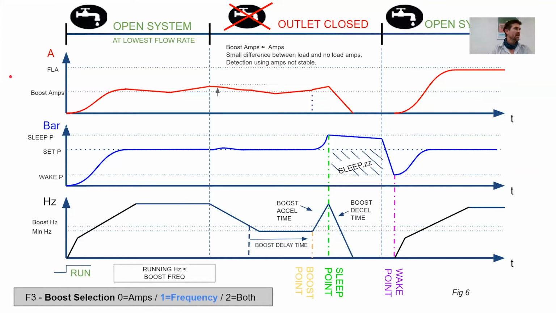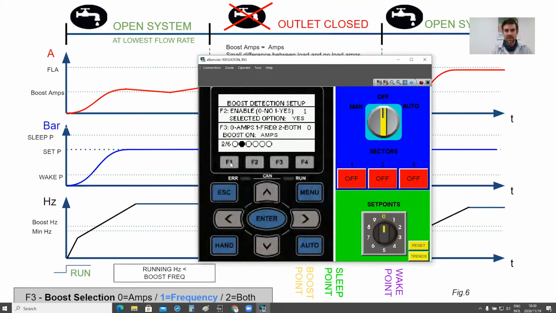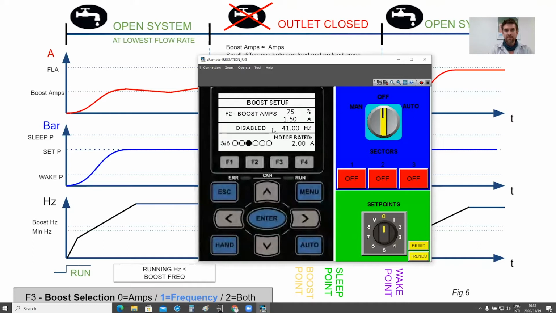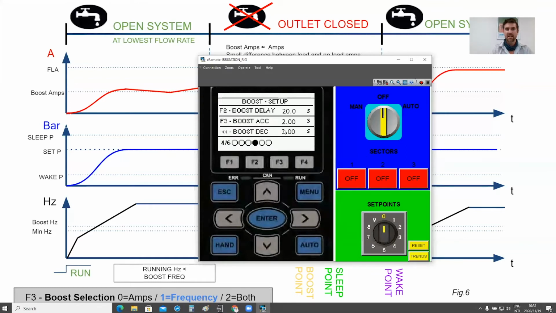All right. Let's do a quick simulation of that exact setup right now. So this is my HMI that I have, and we're going to quickly do a basic setup for that. So we've selected amps as our sleep. We've got 1.5 amps, should be okay. Boost delay is 20 seconds. My boost acceleration is 2 seconds, boost deceleration is 3 seconds. Okay. We'll go to the rest of the parameters just now.